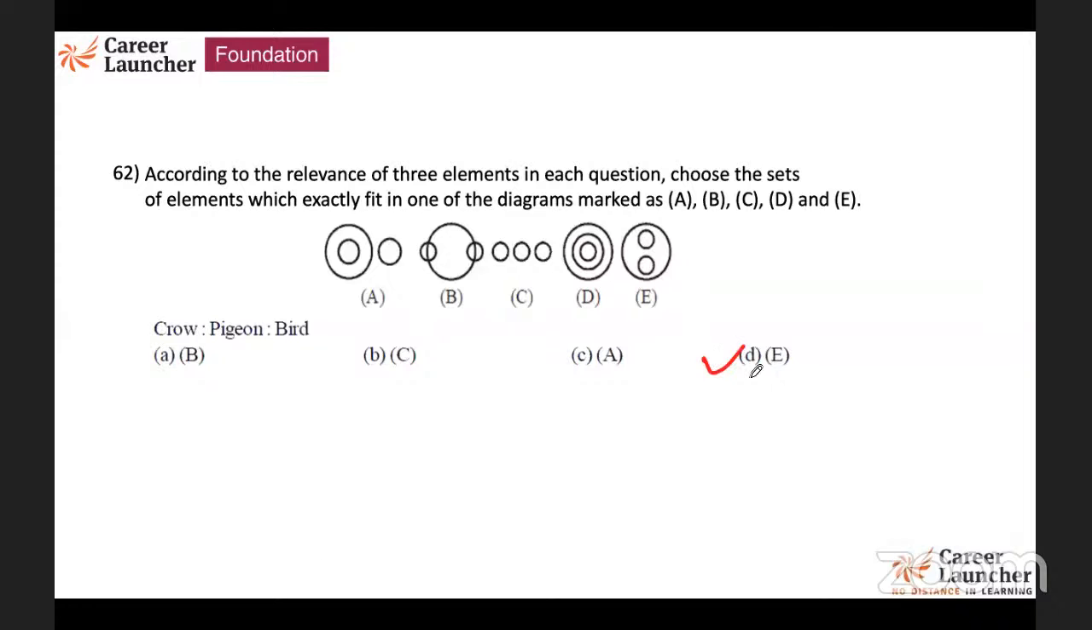Very good. D, E is the right answer. Crow and pigeon are both birds. So both are birds, and crow and pigeon are different, and hence you'll get answer as D for this.